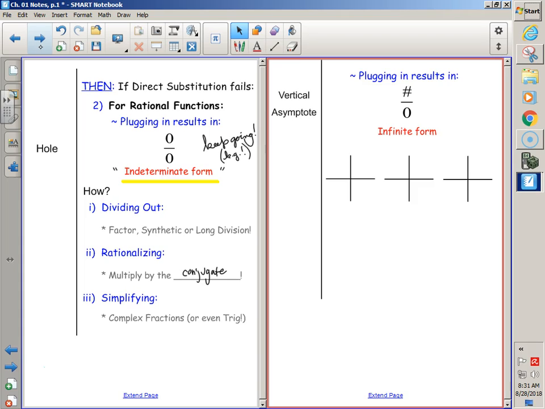But the hard thing is, what if you plug in and you get number over 0? Not keep going. Number over 0. It's kind of like a screech to a halt. You have to stop and you have to think. Because I've trained you, hopefully, and I'll keep training you so much on 0 over 0, keep going. Number over 0, it's like, ugh. It's the other kind of discontinuity. It won't be a hole, it'll be a vertical asymptote.